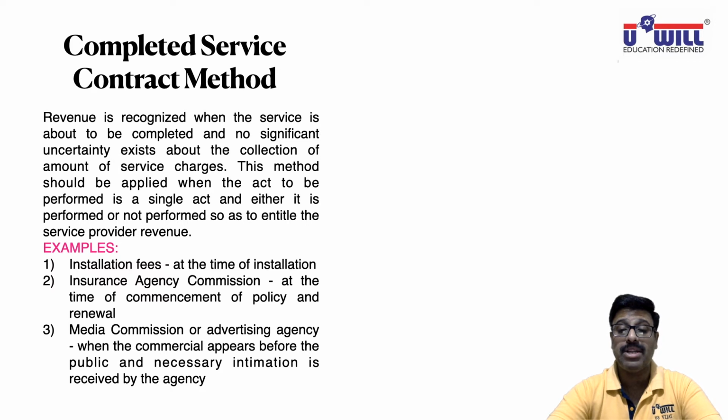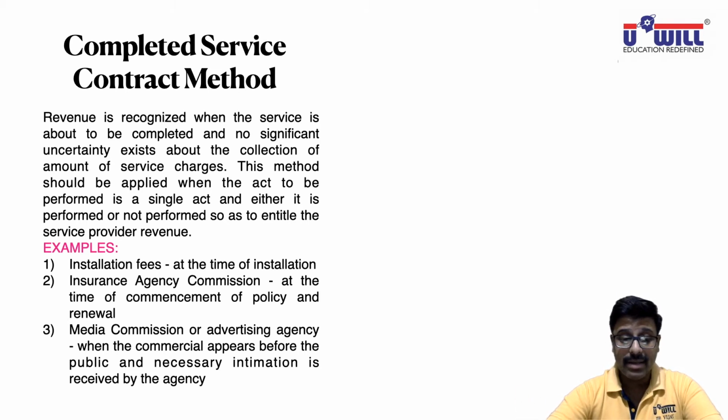Either it is performed means you perform that act, and not performed means many times you may give income to other persons for not performing an act so that your business earns revenue from that. So if you restrict any other person from doing any act and you pay him the money, then that is also considered as revenue as per completed service contract method.